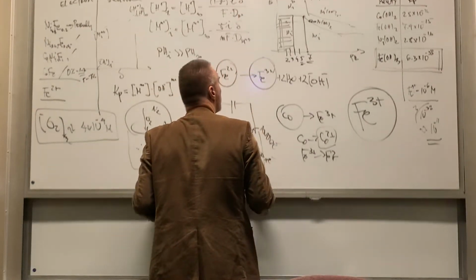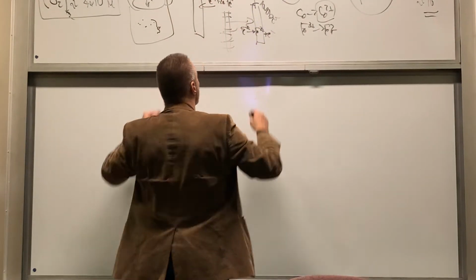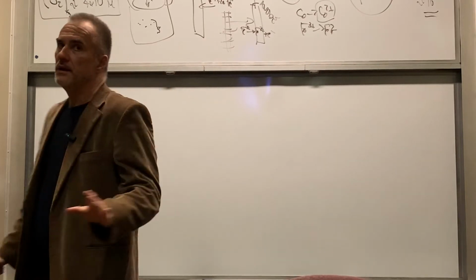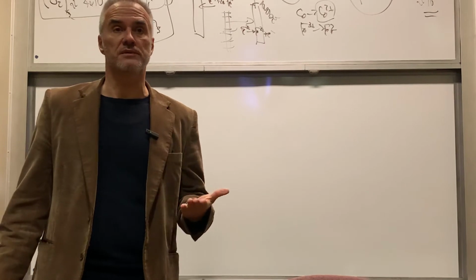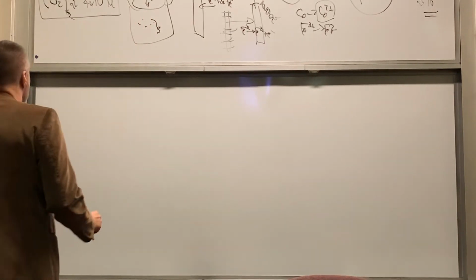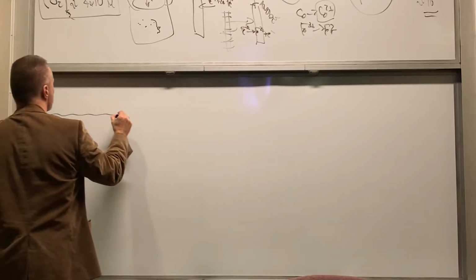So first of all, let's discuss how we get hydroxide in the deposit. All right. So this is our electrode.